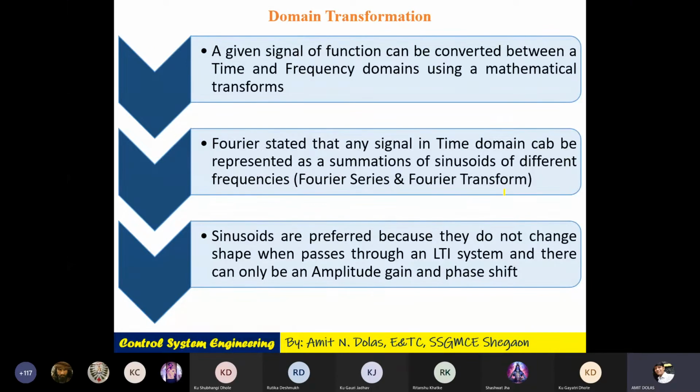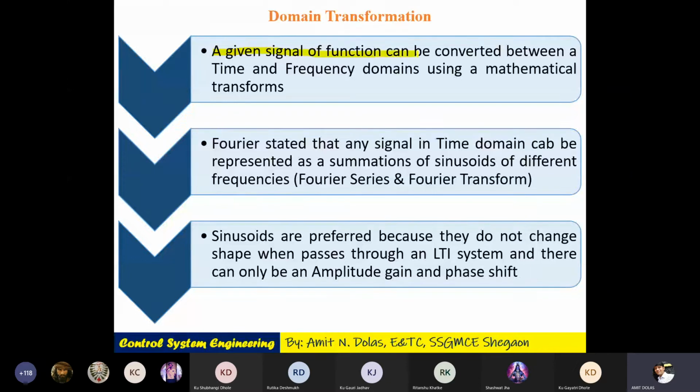Now we'll go to domain transformation. Several times we have to transform from time to frequency and frequency to time. So when to do this? Of course, in the time domain we get certain information of the signal, and in the frequency domain we get some other information. So depending on your objective, what information you need, accordingly the domain transformation step is taken. It is somewhat theory type of points.